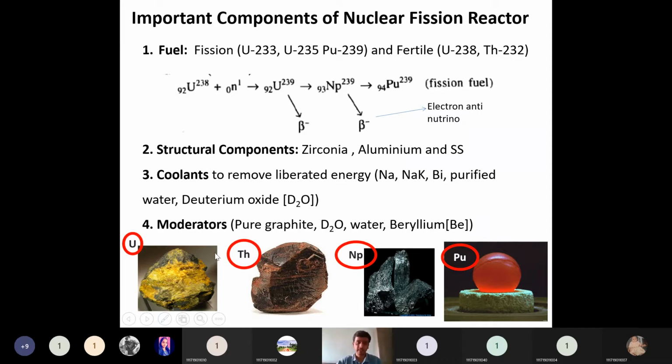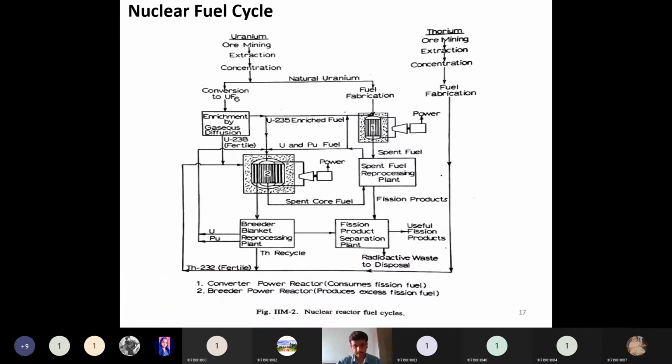Then the next one is the moderators. Why do we want these moderators? The moderators are the materials required if the absorption of neutrons is to take place at or near the environmental temperature of the reactor. Means, at the environmental conditions, whatever the reactor temperature is, if the neutrons are wasted or absorbed inside this material, what happens? We have to use some moderators.